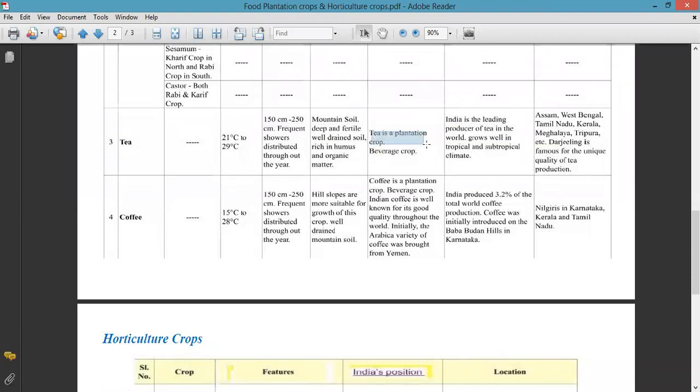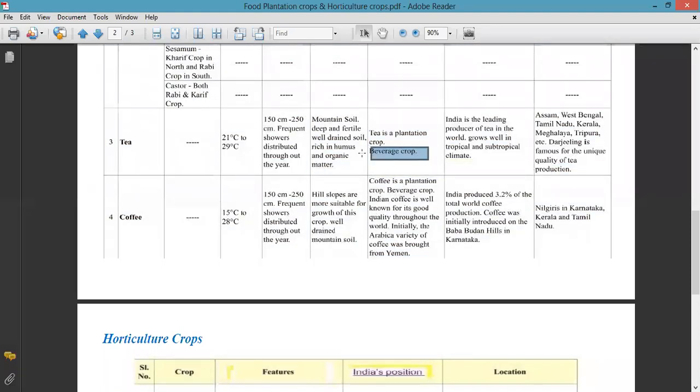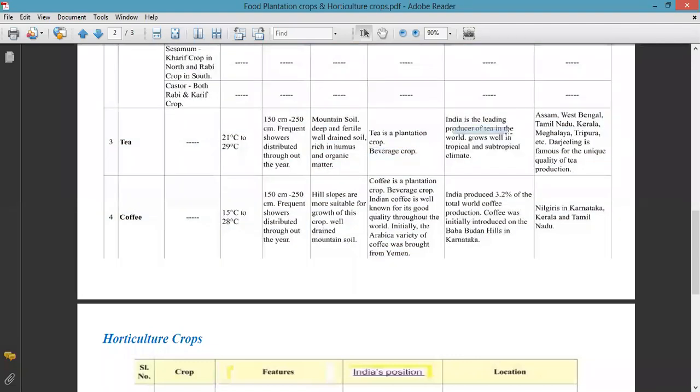Tea is a plantation crop. Why? Because generally in a tea estate, only the tea crop will be grown in a large area, that too more than 10 acres. It's a beverage crop. Beverage means drinking. Both tea and coffee are generally grouped as beverage crops in India. India is the leading producer of tea. We are first in the world. It grows well in tropical and subtropical climates.